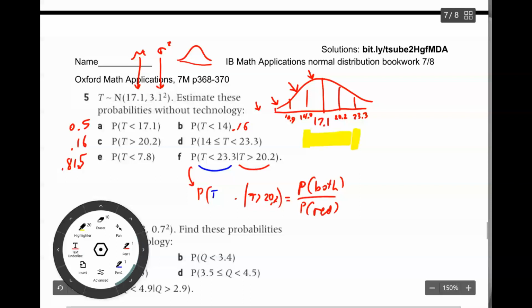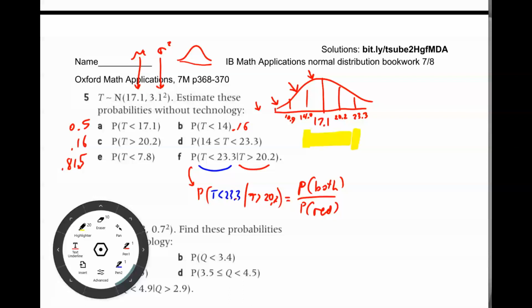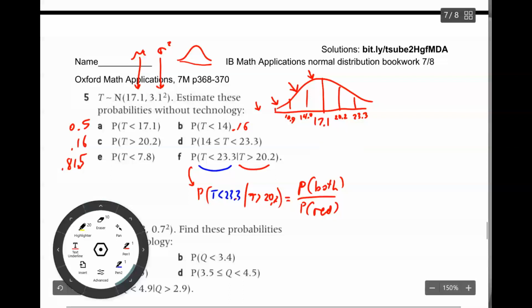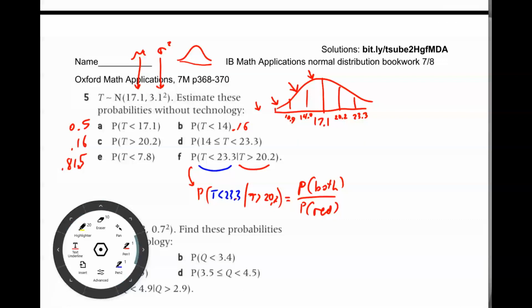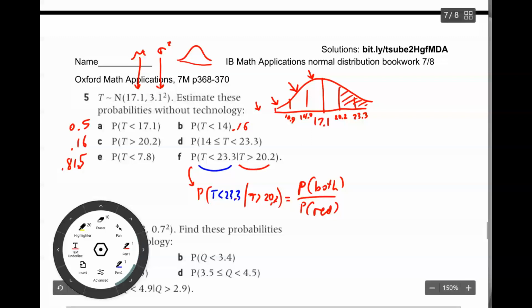I'm going to put t is less than 23.3, so you know that's the blue event. One thing that you can see is the probability that t is greater than 20.2. I'm going to use red to signify that. Where is the probability that t is greater than 20.2? That would be here, right? Where is the probability that t is less than 23.3? That would be here.